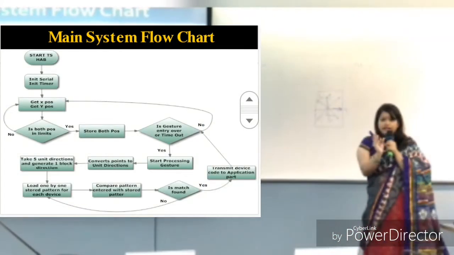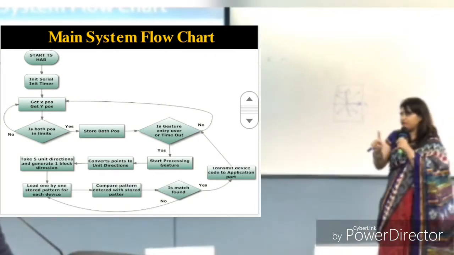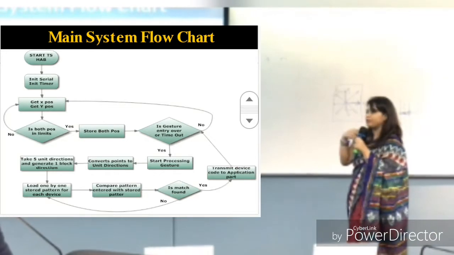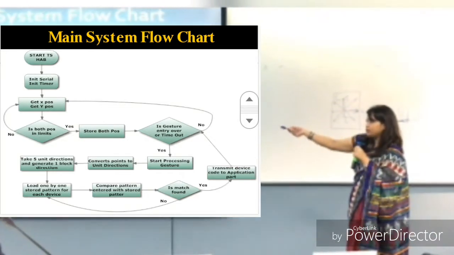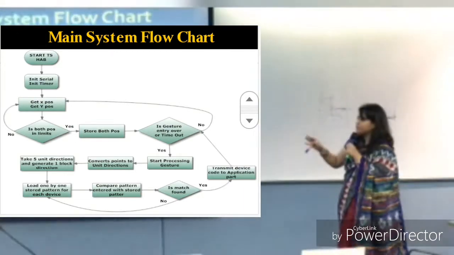Those things we are converting into a block in the program, and then we generate one single block for the 25 values or 30 values, however many we want. Then those blocks are loaded into the pattern for each device, and the pattern is compared with the stored pattern which we have already fed. If a match is found, the code is transmitted to the receiver part, and then the lights get on. That is the main flow diagram of this system.